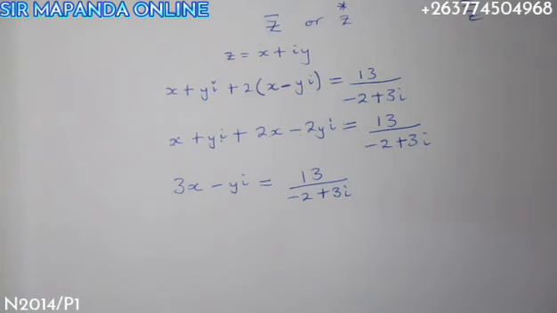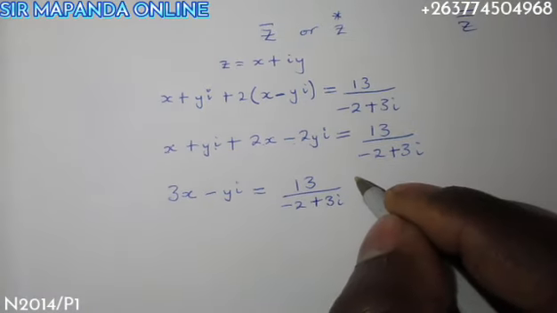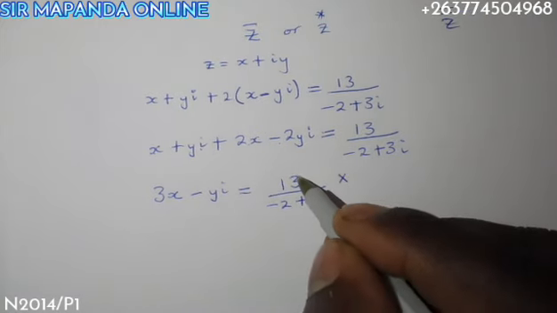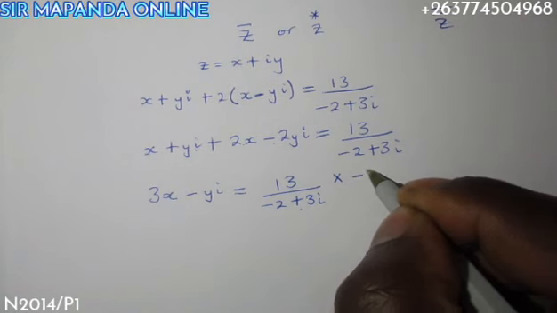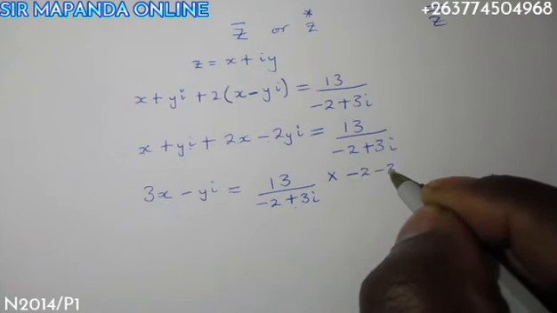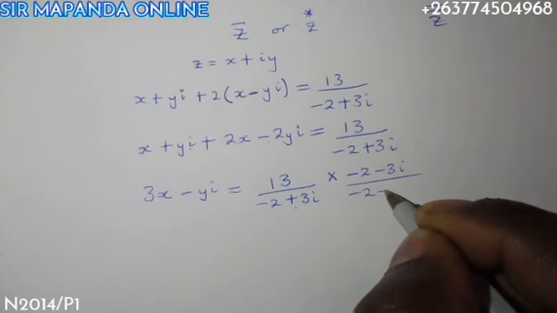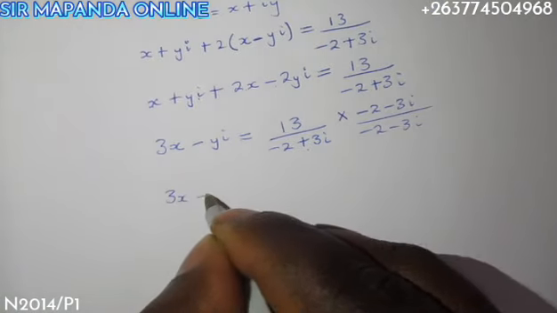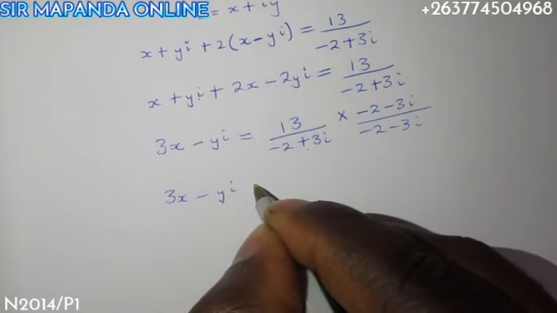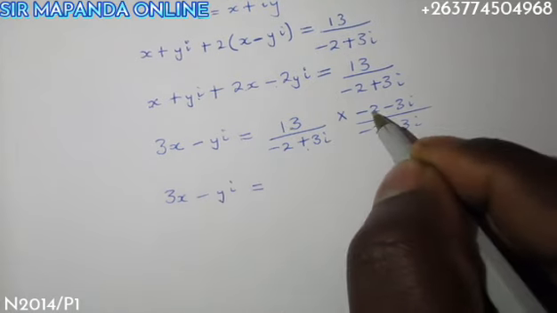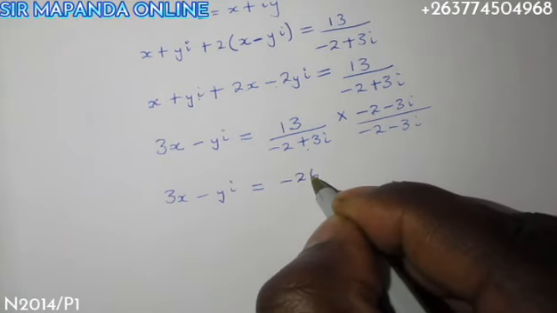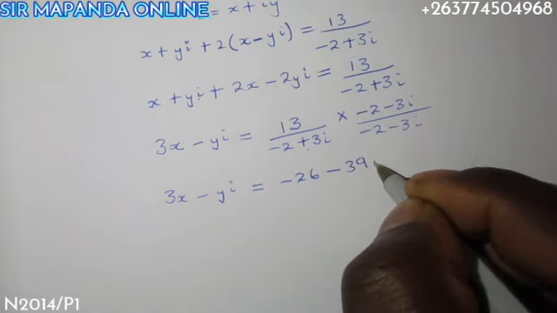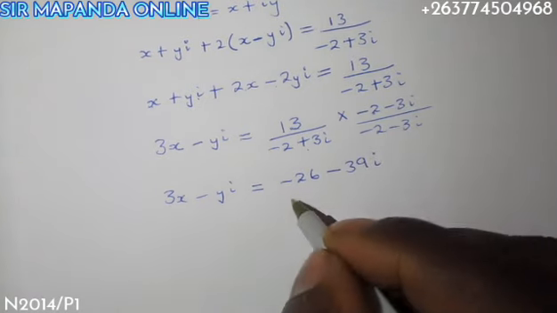So you've got two options here. You can solve the right side by multiplying both the numerator and the denominator by the conjugate. So this is minus 2 minus 3i over minus 2 minus 3i. Then you keep the left side as it is. 3x minus yi is equal to, so 13 times minus 2, you get minus 26. Then 13 times minus 3i, you get minus 39i. I hope you are following, class.